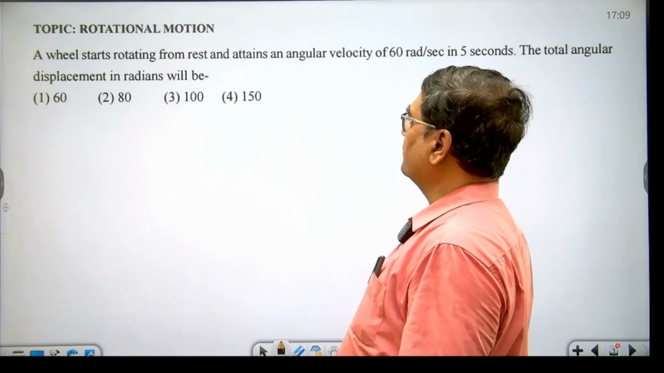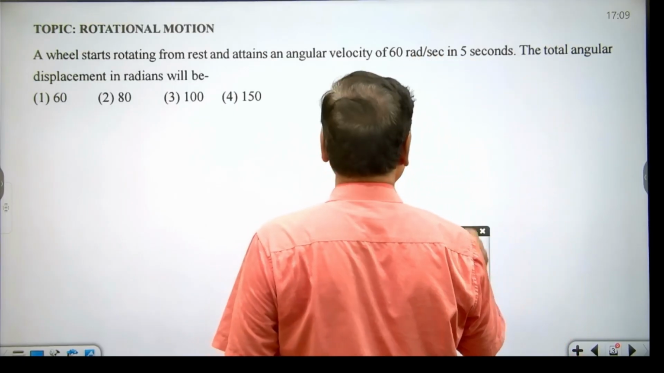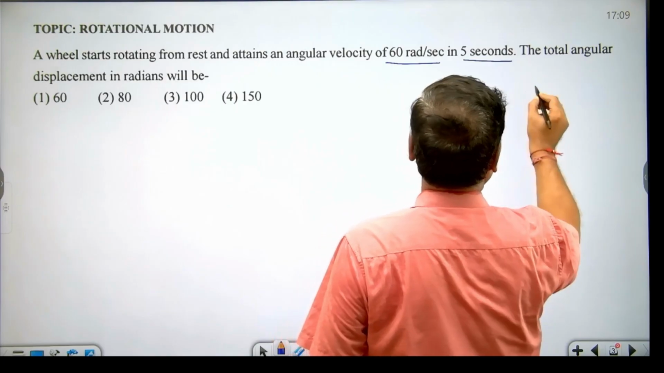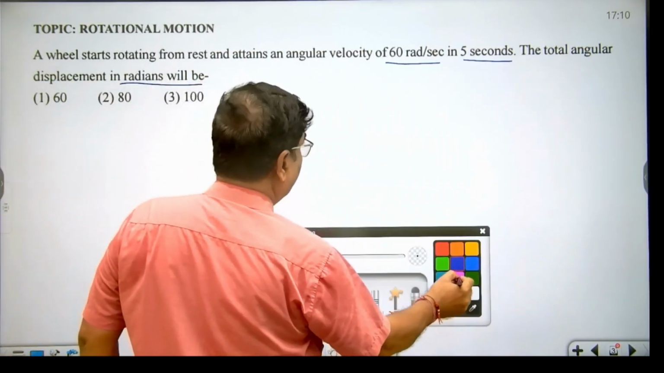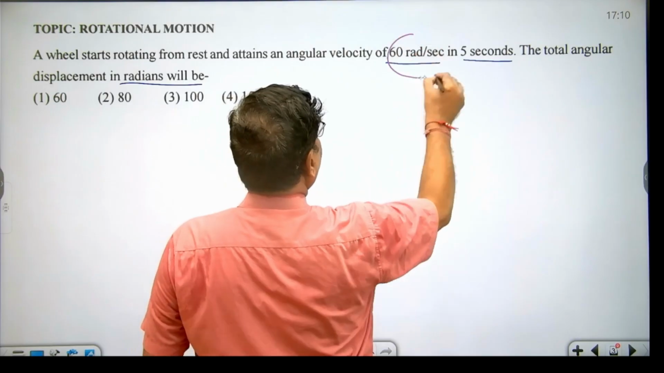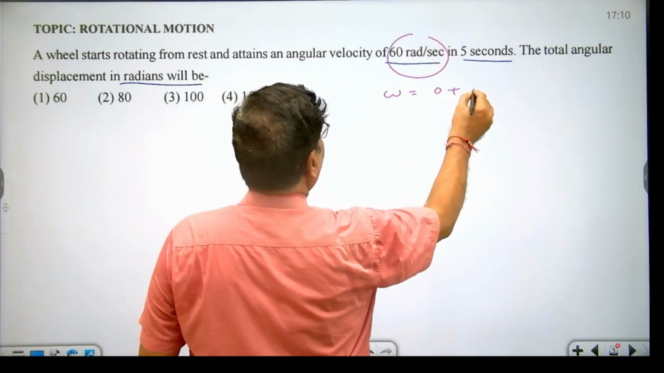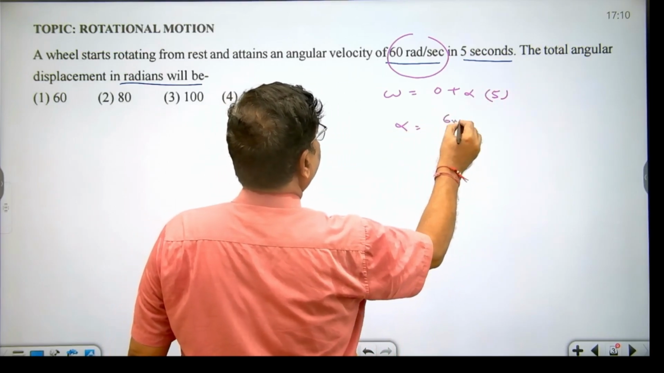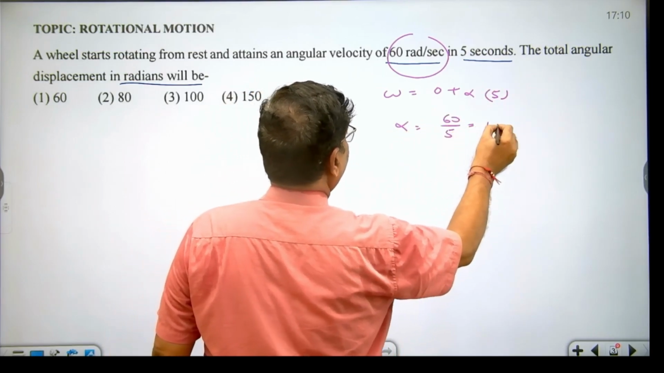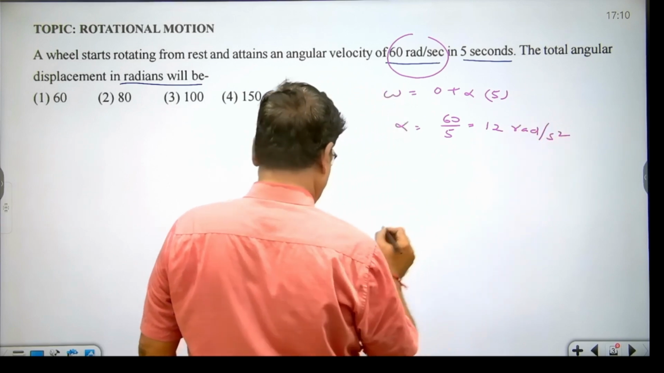A wheel starts rotating from rest and attains an angular velocity of 60 radian per second in 5 seconds. The total angular displacement in radian will be. Since the wheel is attaining 60 radian per second, omega final equals omega initial plus alpha into t. So alpha is 60 upon 5. This is 12 radian per second square.